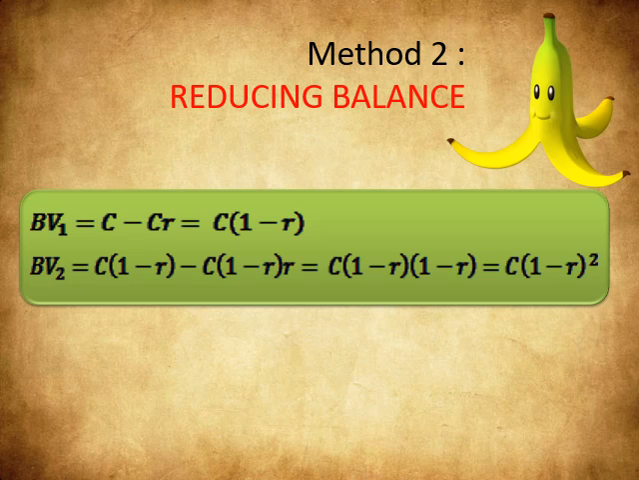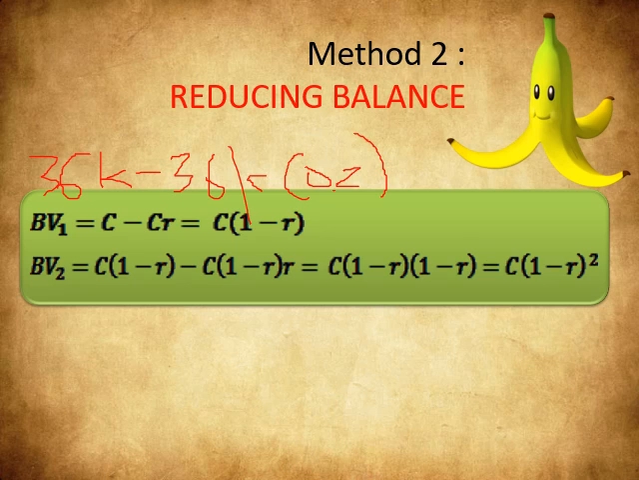Okay, I try to write it. You have 36K minus 36K times the rate of depreciation 20%, 0.2. So 36,000 is your actual cost. You minus the amount of depreciation after 1 year. Then you get the book value after 1 year.